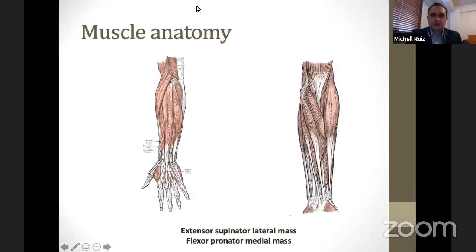So first, we have to know that the elbow is a very complex joint because of many things. First of all, because of its muscle anatomy. In this case, we're going to focus on the lateral side, where we know that the lateral mass of the elbow is composed of the extensor and supinator muscles. These conjugated movements are very important for daily life activities. Although we also have a flexor pronator medial mass, we're not going to touch on that region for the sake of this presentation.